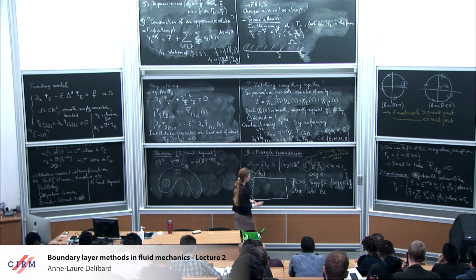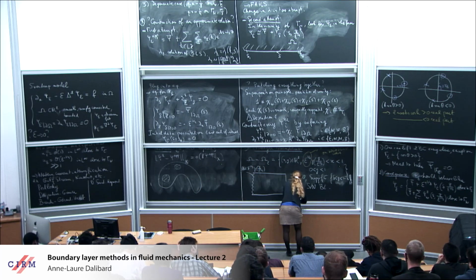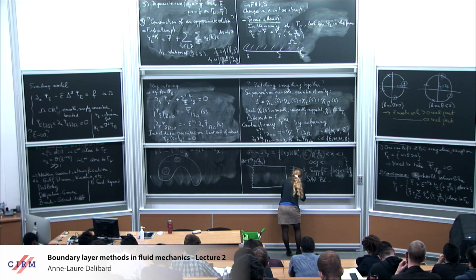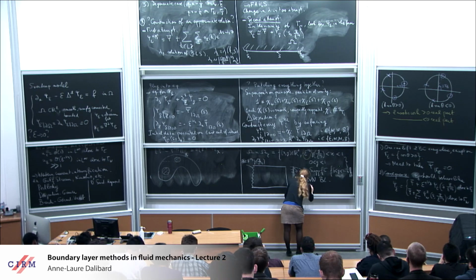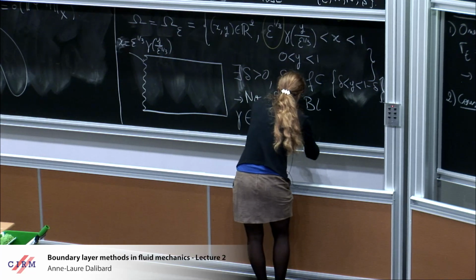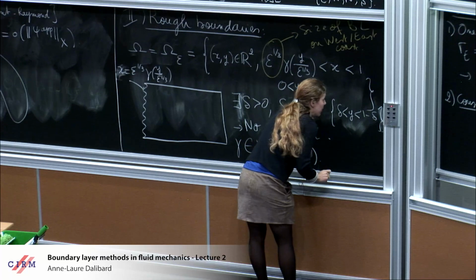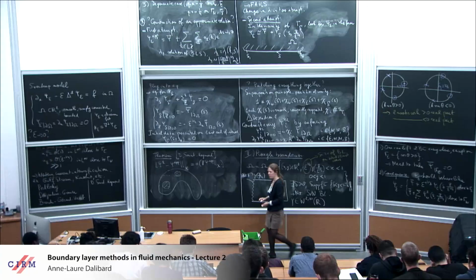One last thing here is that gamma is a general function, let's say in W^{2,infinity}(R), but I'm not assuming anything on its structure. For instance, I'm not assuming that it's periodic or anything.